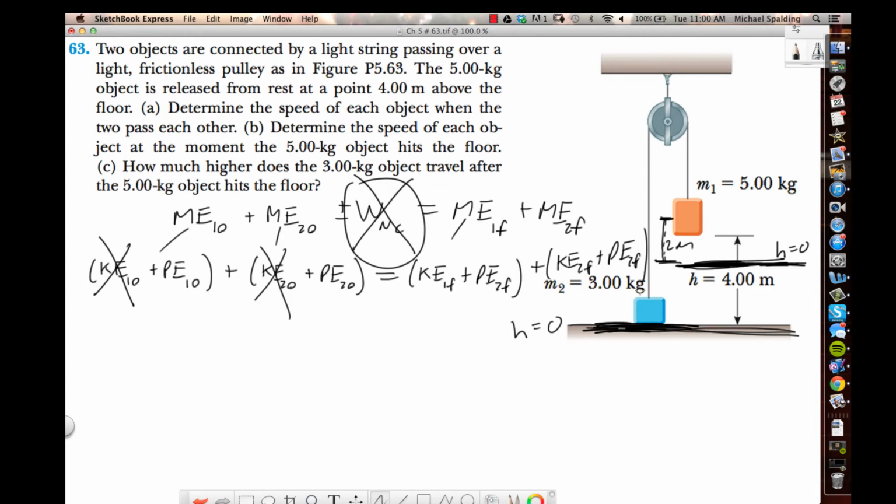Does object 2 start with potential energy? No, because where's he sitting? On the 0 point. So we have two different 0 points, which makes it a little simpler. All right, final. Do we have kinetic energy final?